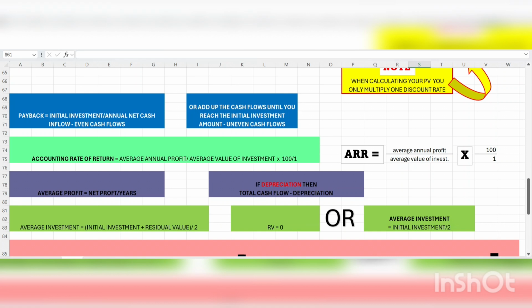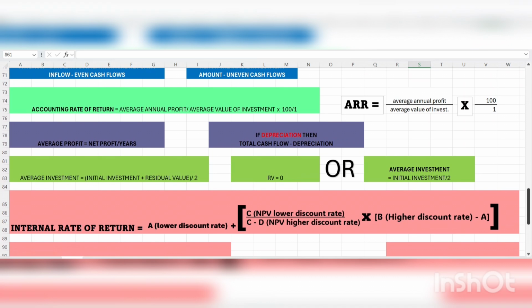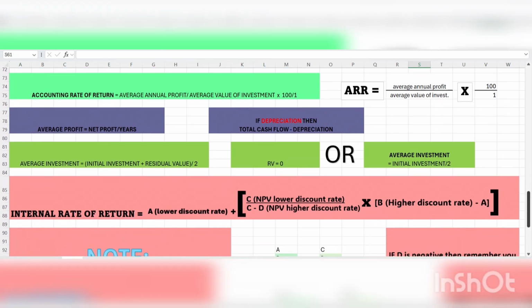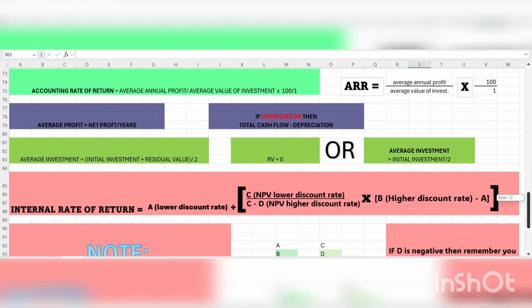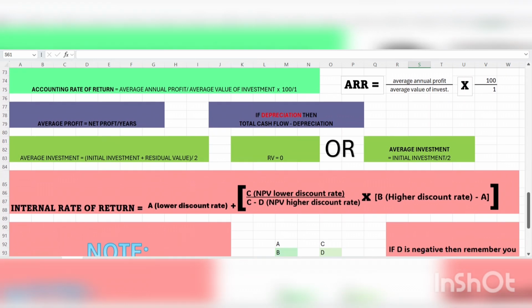To do our payback period, when you have even cash flows, it's your initial investment divided by your annual net cash inflow. And when it's uneven, you will just simply add up your given cash inflows until you reach your initial investment. All right, then we have our accounting rate of return, as you can see.